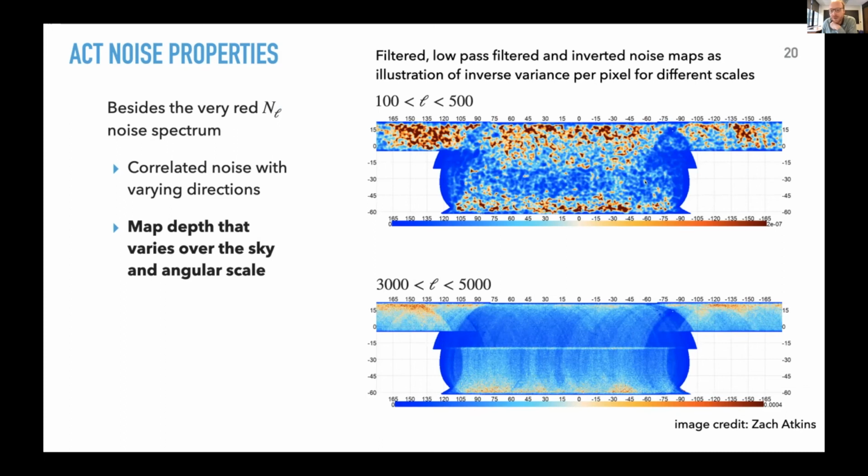And really the morphology in the top panel is again determined mostly by the scanning pattern on the sky, while in the bottom, it's mostly determined by, let's say, the number of hits per pixel. So we need to be able to simulate this.